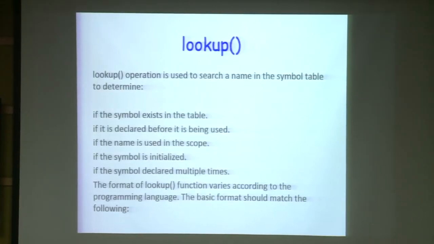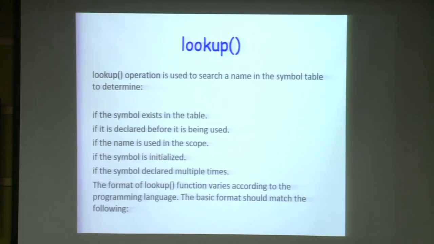The lookup function always checks whether the symbol exists in the table or not. If it does not exist, it gives you a particular error. It also checks whether something is declared before use: when you are using a particular variable or function, whether it is already declared or not. If it is not declared, it gives an error, meaning some sort of status it will show.